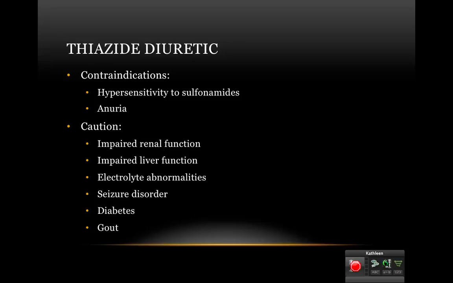Contraindications: if patients have a hypersensitivity to sulfonamides, or they're anuric, meaning there's no passage of urine. In practice, this is defined as a passage of less than 500 milliliters of urine a day. Caution: impaired renal function, impaired liver function, electrolyte abnormalities. You still have to check a K when you prescribe this medication. Also caution with seizure disorder, diabetes, and gout. If they start having renal impairment, you need to switch to Lasix.